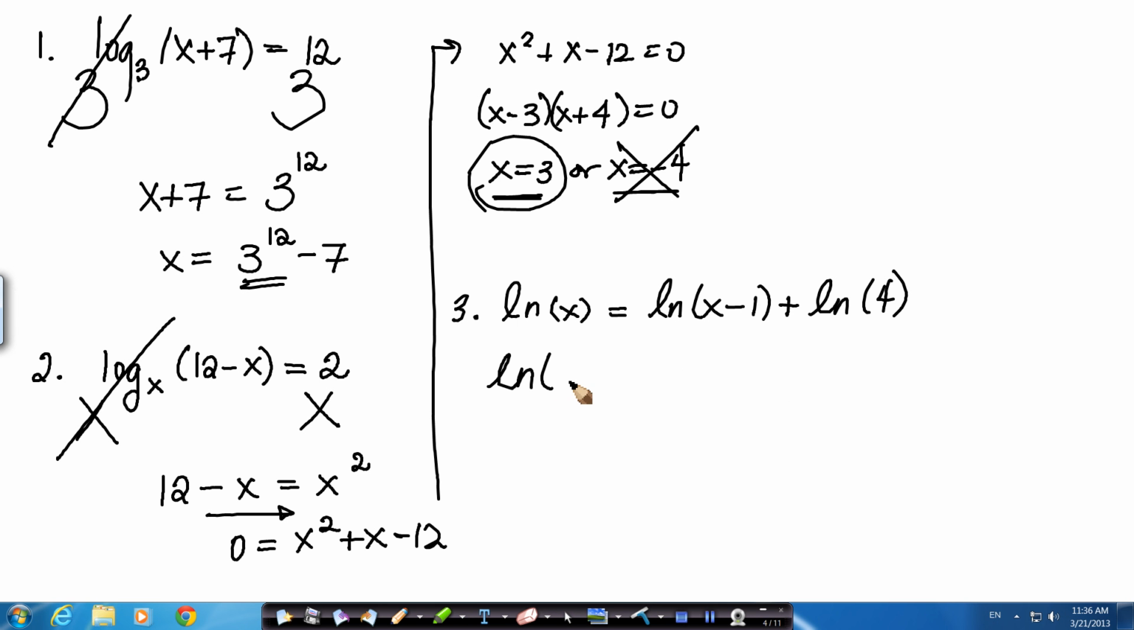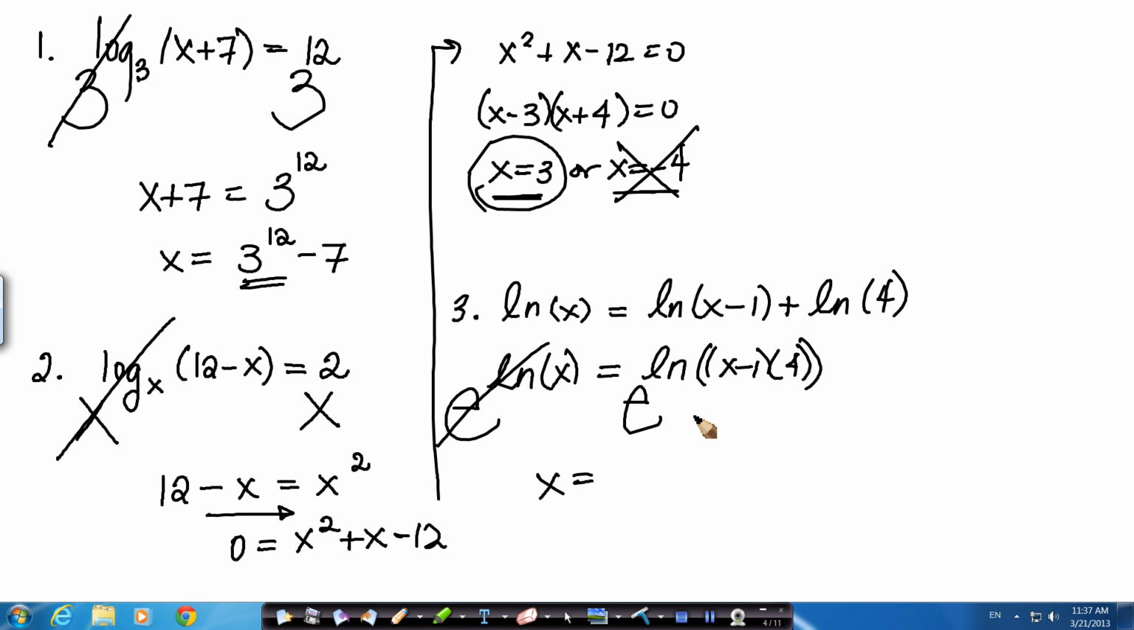So we can leave this one alone over here, the natural log of x. But over here, we have to use our properties to combine these two. This becomes the natural log of x minus 1 times 4. So now we have a single natural log on either side of the equal sign. Remember, the natural log is a log base e. So we put big old e's on either side, cancel out. On the left-hand side, we get an x. On the right-hand side, we get 4 times x minus 1.